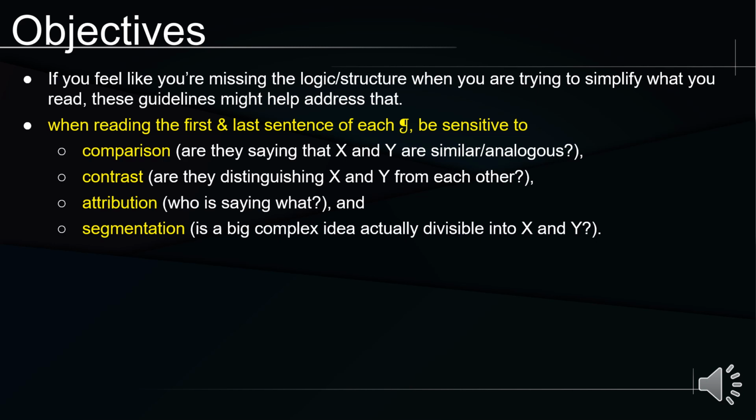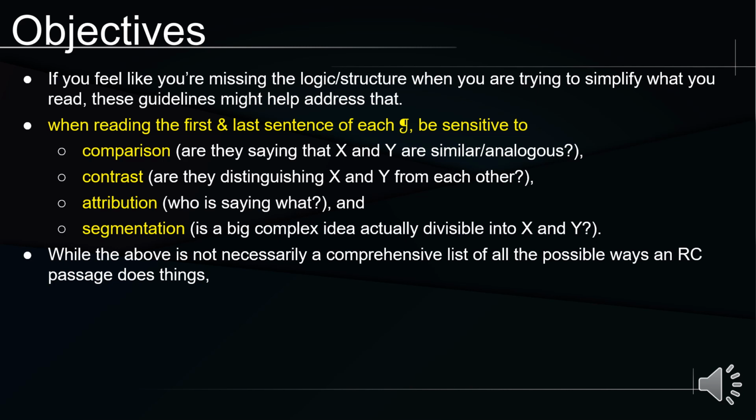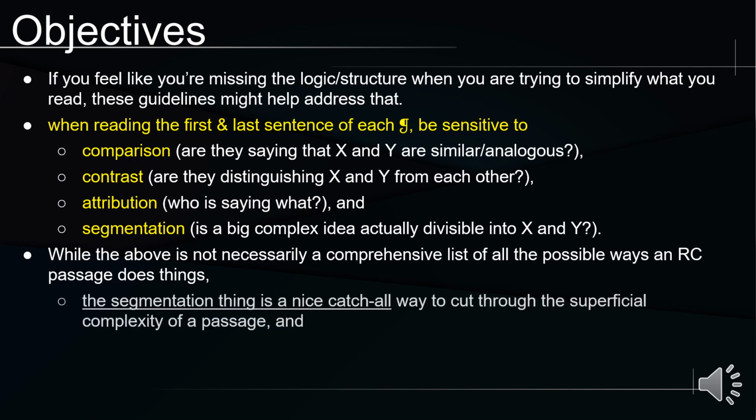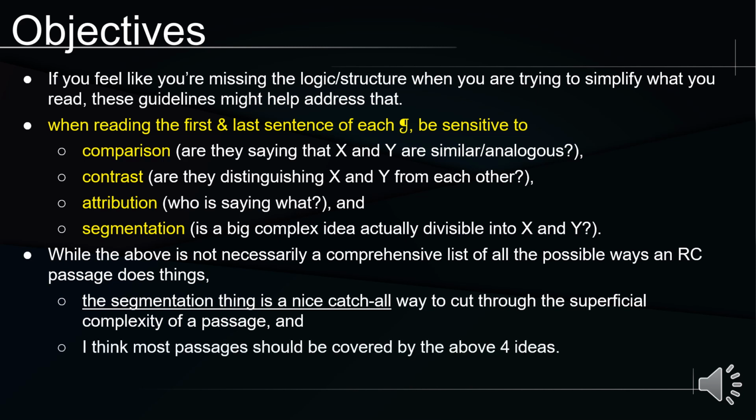And finally, segmentation. Is the big complex idea or sentence that you're looking at actually divisible into simpler ideas, X and Y? So while the above four things are not necessarily a comprehensive list of all the possible ways an RC passage can do things, segmentation is a nice catch-all way to cut through the superficial complexity of the passage, and as a result, I think most passages should be completely covered by the above four ideas. Obviously, there will be outliers. There will be some passages that are just hard, terrible, difficult, evil, whatever you want to call it. But for the vast majority, I think this will provide you a good framework. So let's get right into it.